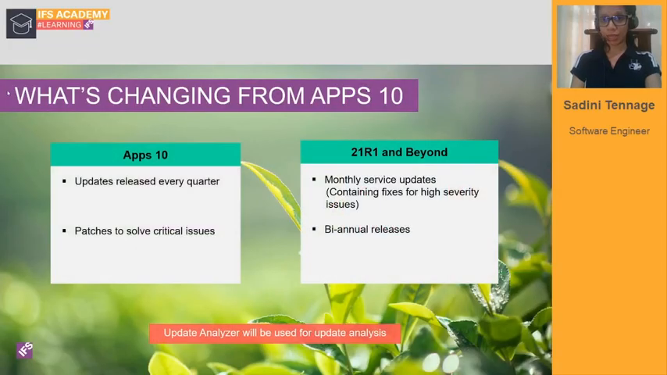What's changing from Apps 10? In Apps 10, we had updates released every quarter and we had patches to solve critical issues. In 21 R1, we are going to have monthly service updates containing fixes for high severity issues and biannual releases. What will not change is we will continue to use the same tool, IFS Update Analyzer, for update analysis. Interface analysis will not be required as interfaces are not expected to be changed during service updates. Therefore, Configuration Analyzer is not expected to be required when taking service updates.